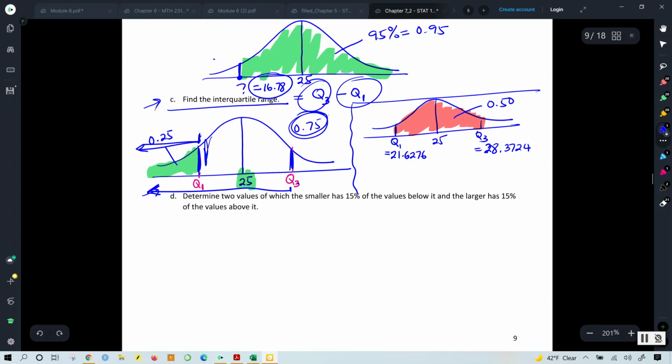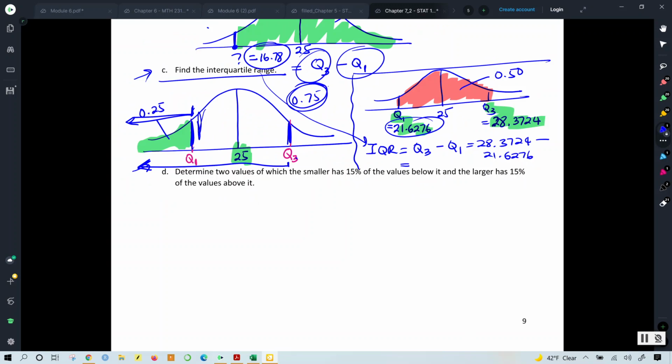So now that we have the first quartile and the third quartile, I am ready to find the interquartile range, IQR, which is Q3 minus Q1. That will be 28.3724 minus 21.6276. That will be approximately 6.7448. This is the value of the interquartile range.